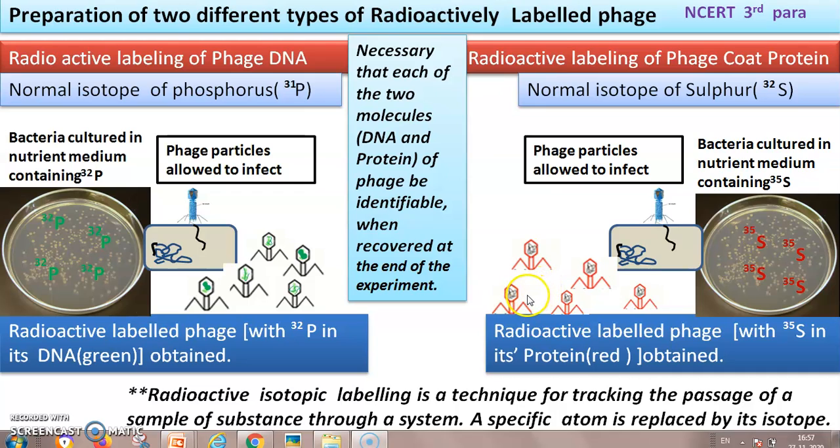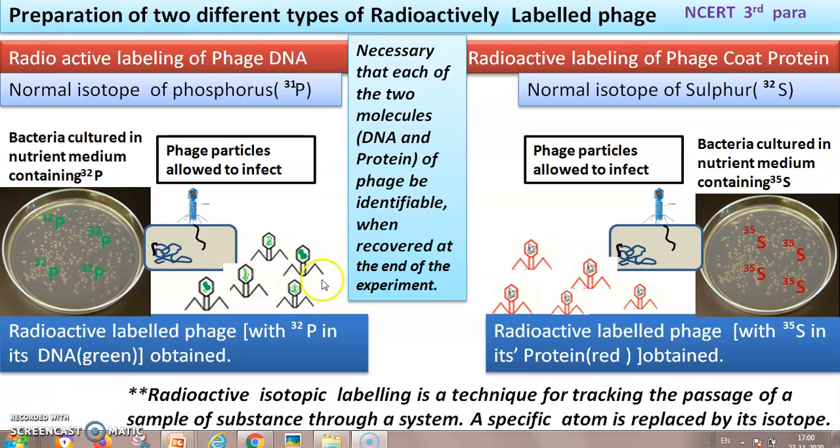What is radiolabeling? Radioactive components emit radiation in the form of particles. Substances that contain unstable atomic nuclei are radioactive. Like I said, P31 is stable, P32 is unstable. Likewise, here sulfur 35 is unstable. So they will emit radiation, and there is a way of measuring the radioactivity at the end of the experiment. That is one reason they selected these two types of culture: to label each component so that DNA and protein would be identifiable when recovered at the end of the experiment.